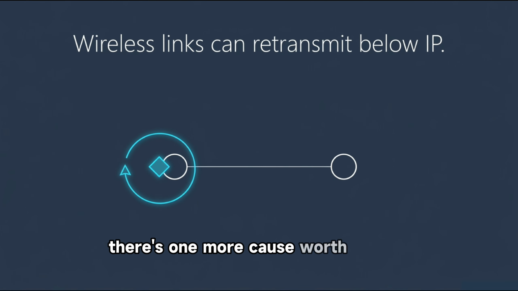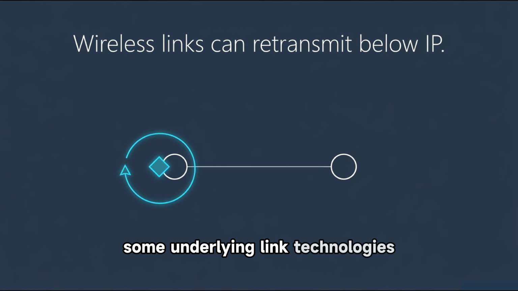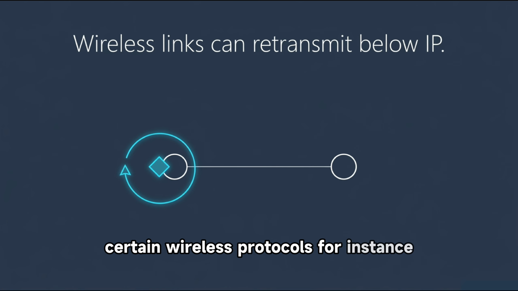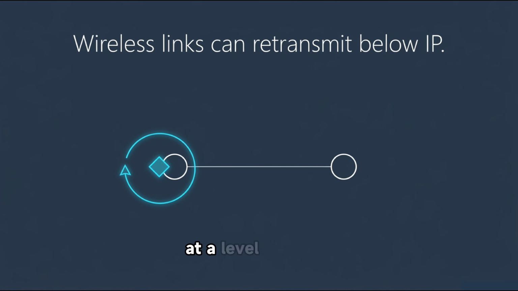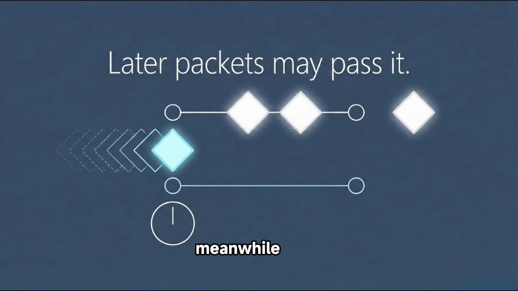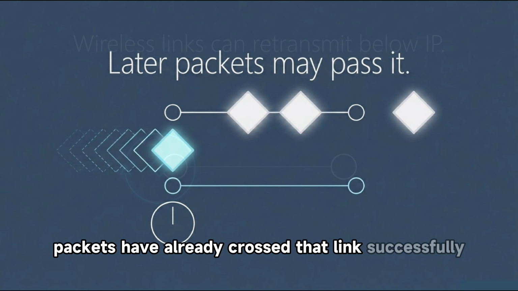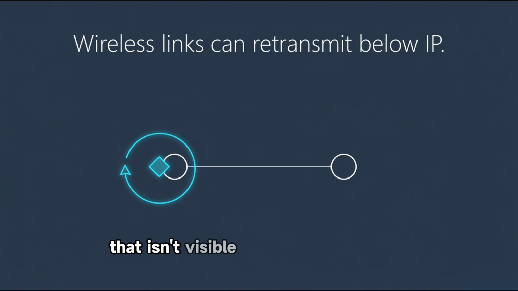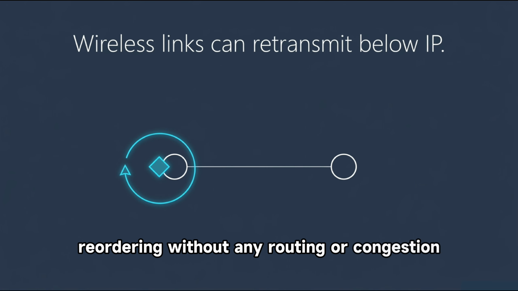There's one more cause worth naming: link layer retransmissions. Some underlying link technologies, certain wireless protocols for instance, have their own retransmission mechanisms at a level below IP. If a packet fails to cross a single link cleanly, that technology might quietly retransmit it. The retransmission takes extra time. Meanwhile, later packets have already crossed that link successfully. A lower-level retry that isn't visible to the IP layer above it produces, from the IP layer's perspective, a packet that arrived behind packets it was sent before. Reordering without any routing or congestion involved at all.